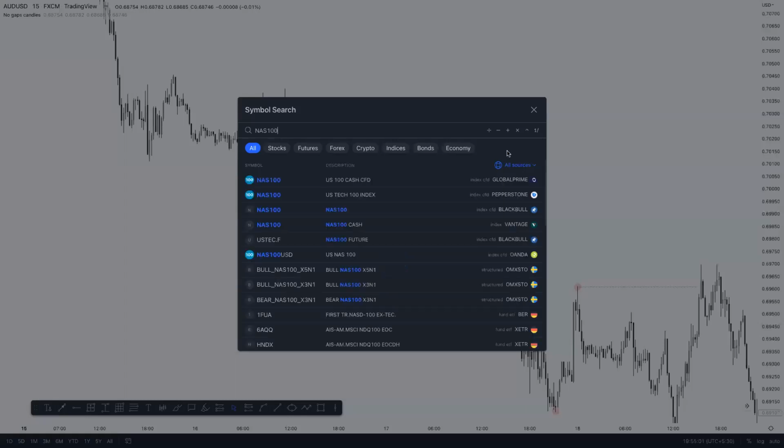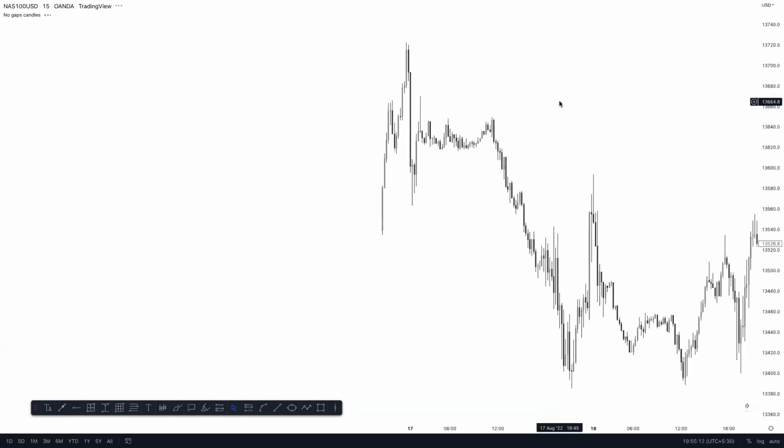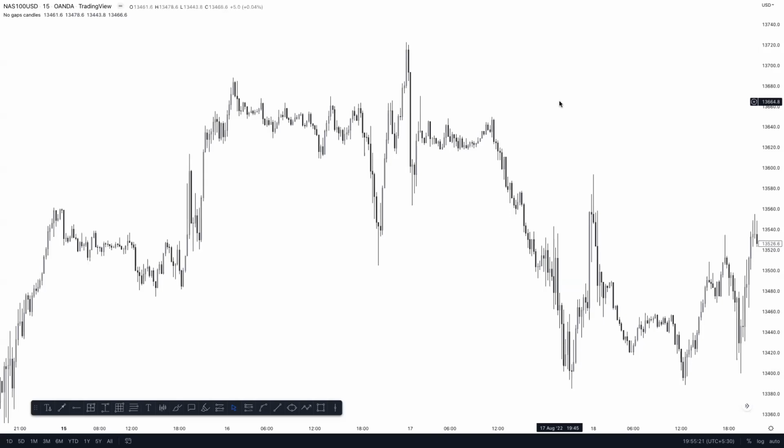Let's take the next one. Do you consider correlation? I don't use correlation personally, and basically I use only one pair for trading. Most of the time I use GBP USD and sometimes EUR USD also, and in very rare cases I use gold.